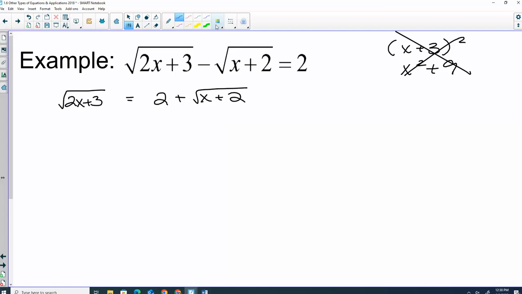When we square, we are squaring each side of the equation. On the left, if you square a square root, those just cancel and that gives us 2x plus 3. But on the right, because I have two terms added together, what do I have to do in order to square that? FOIL. So it's saying I have this parenthesis a second time.